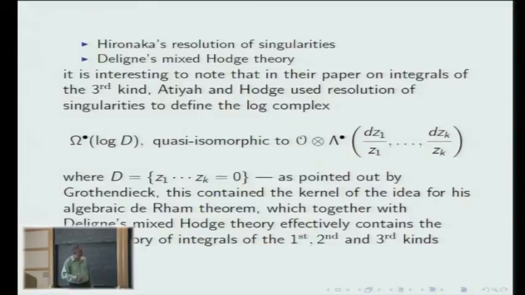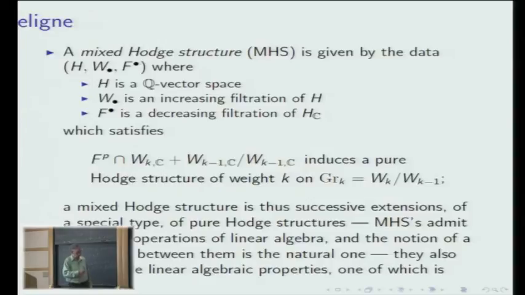Anyway, coming to the story of mixed Hodge theory, a mixed Hodge structure is given by the data of a Q vector space, an increasing filtration over the rationals, and a decreasing filtration over the complexes. And it should satisfy this condition. The way to think of this condition is that you have a vector space with an increasing family of subspaces. You can look at the associated gradeds, and there this filtration should induce a Hodge structure of the appropriate weight. Okay? So this is the definition of a mixed Hodge structure.